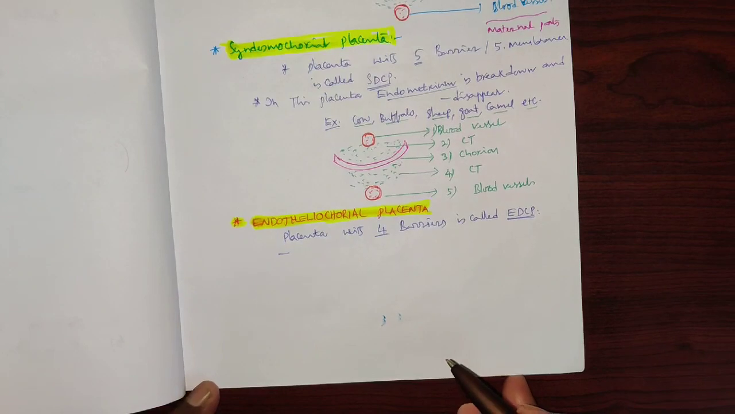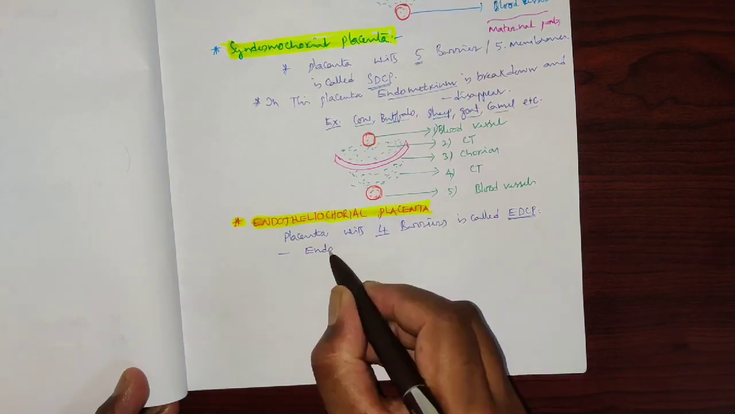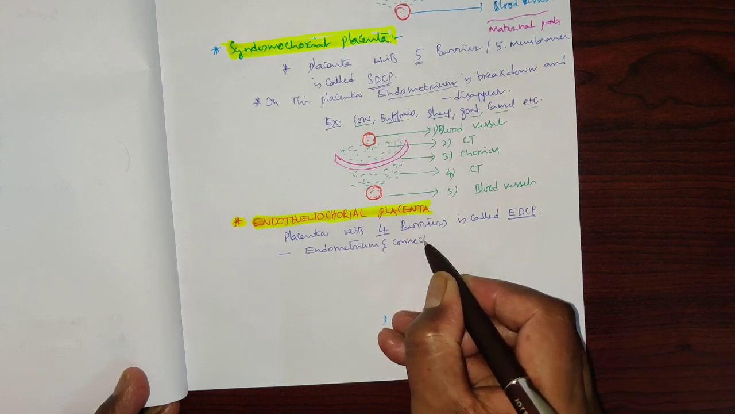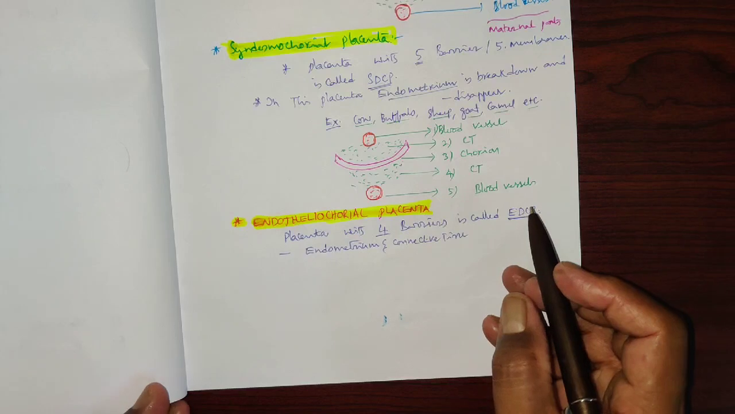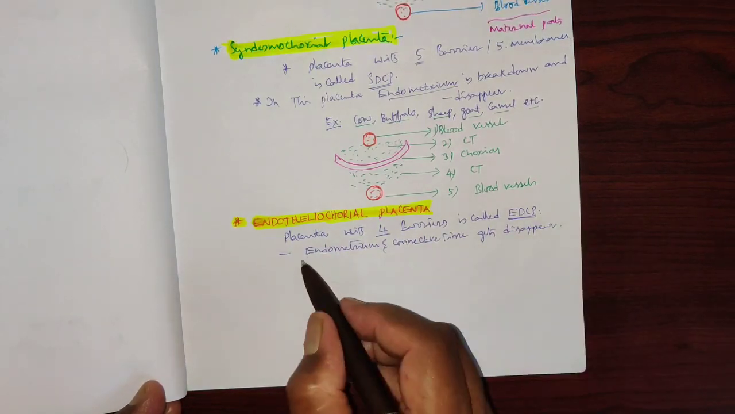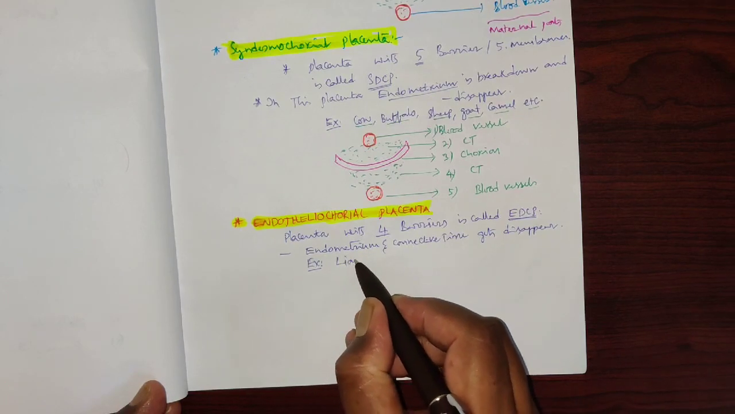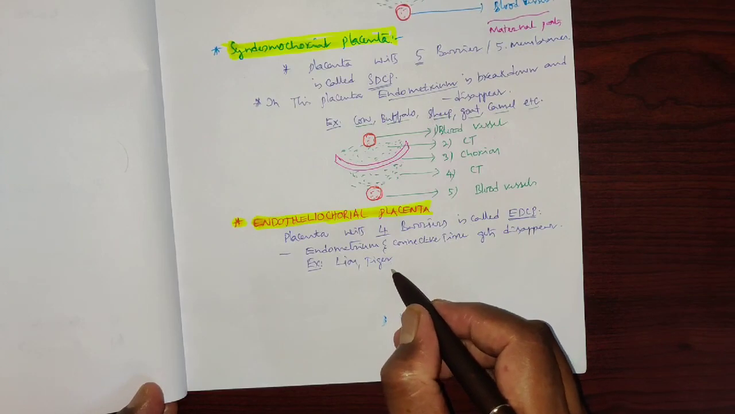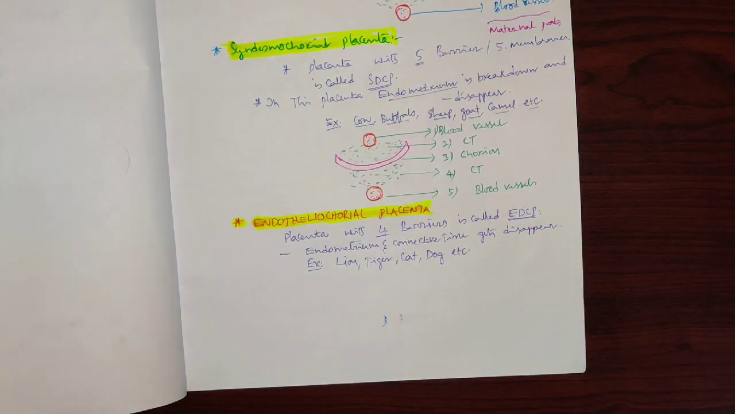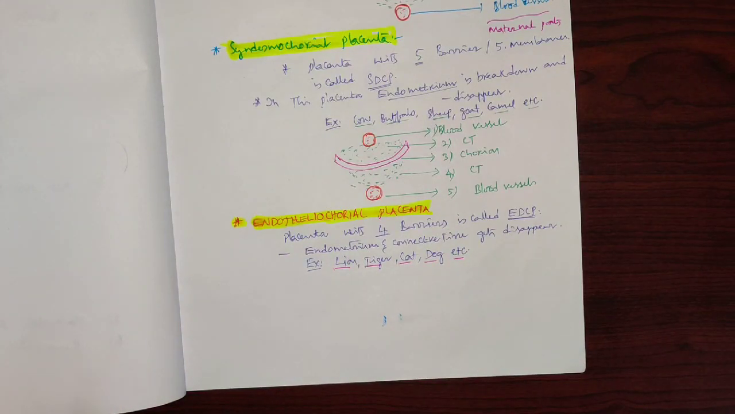In this placenta, endometrium and connective tissue of the maternal part disappear. Examples for this type of placenta: lion, tiger, cat, dog, etc. So lion, tiger, cat, dog, etc. are the examples for this type of placenta.